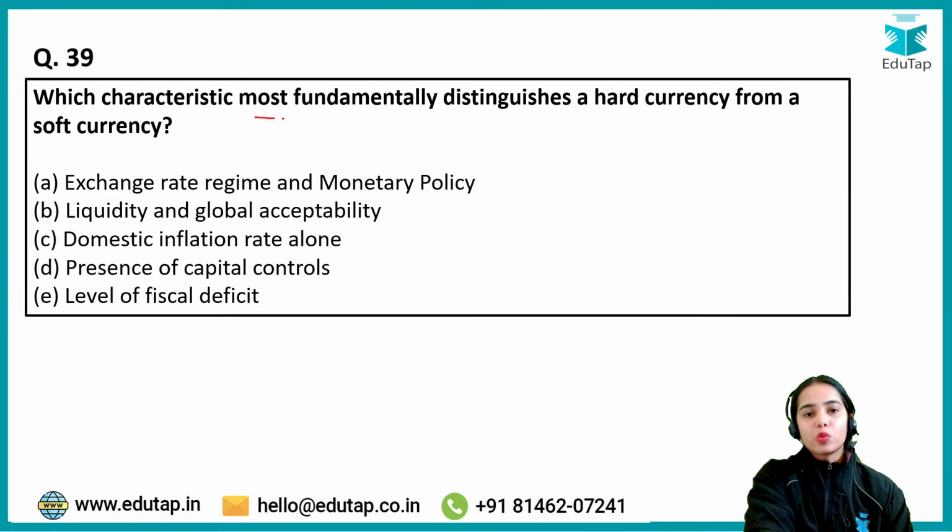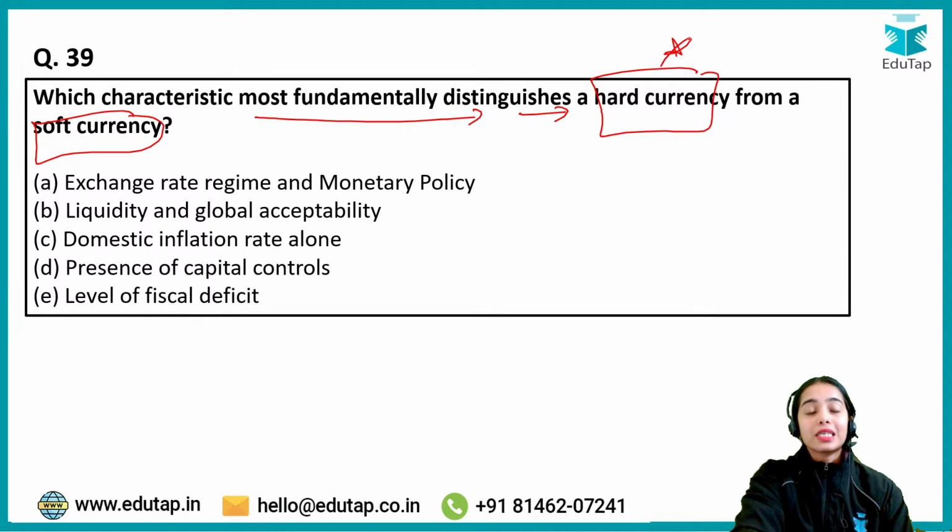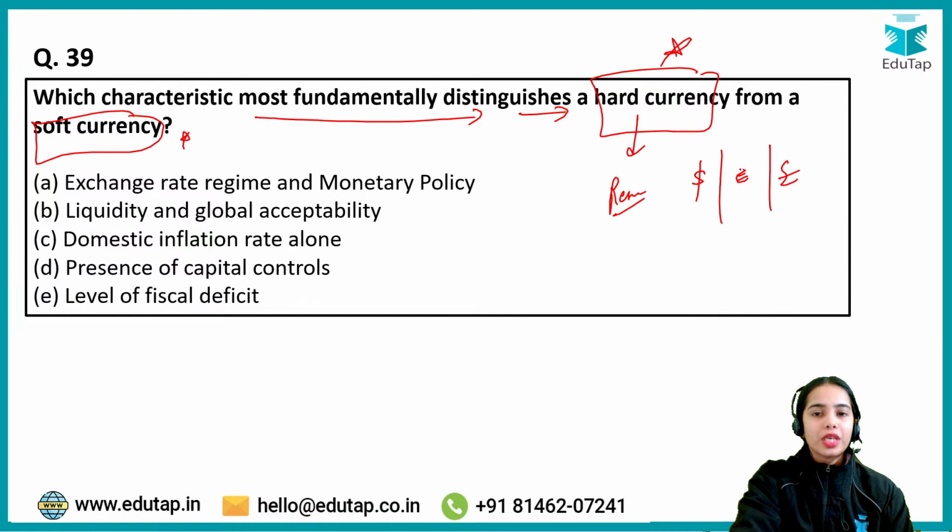Which characteristic most fundamentally distinguishes a hard currency from a soft currency? I hope you know about the hard currency. Hard currency is a currency like the dollar or euro that is internationally used and trusted a lot, while a soft currency is a currency like the Indian rupee that is not as much used at the international level to maintain reserves and such. Hard currencies are also kept as reserves, like we use dollars, euros, and the pound sterling as reserves, while soft currencies are not used for reserves.